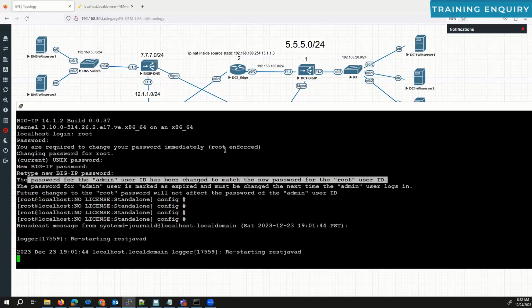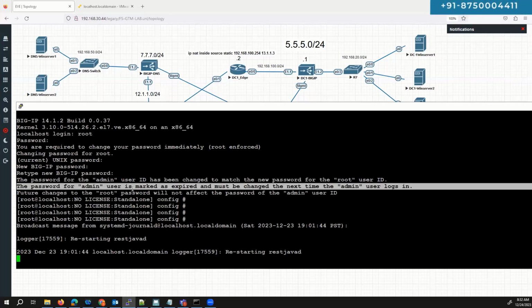However, the password for the admin user is marked as expired. So you can see that the password for the admin user is marked as expired, and you must change it next time when you log in through the graphical user interface, right? So now we can see that.